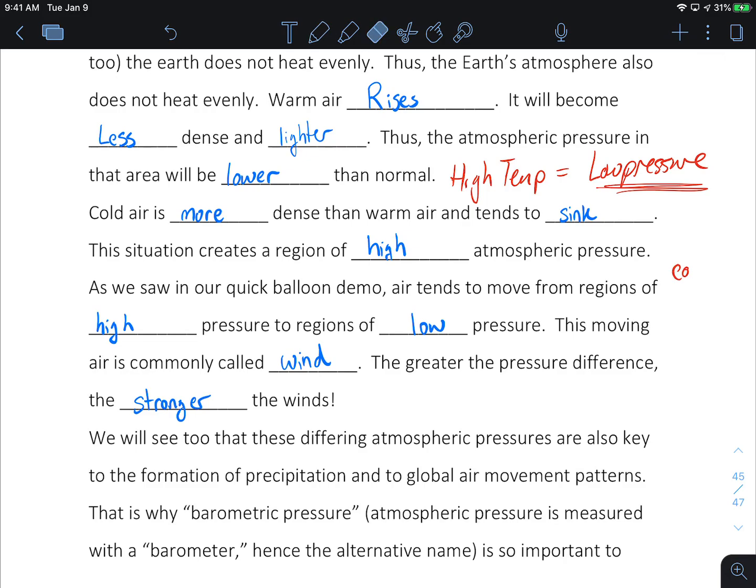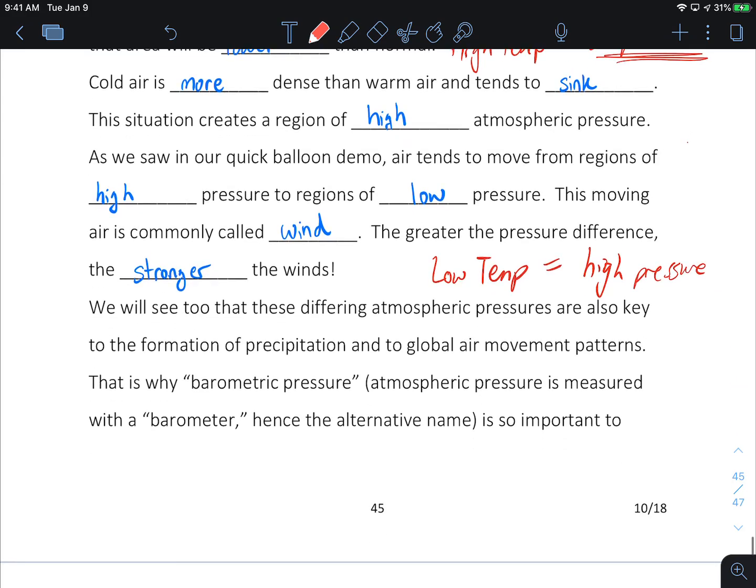So low temperature, let's just make sure we write this down. Low temperature equals high pressure. So this is going to contribute to one of the reasons why a wind might feel cold. You don't usually think of wind as being hot, and that's because the wind that is rolling in is high pressure air, and that high pressure air will be lower temperature than the air around it.